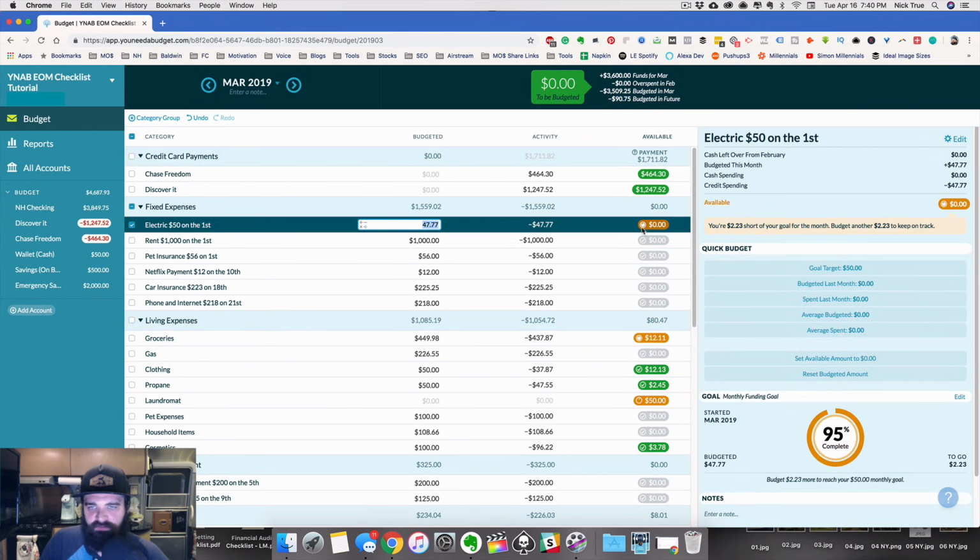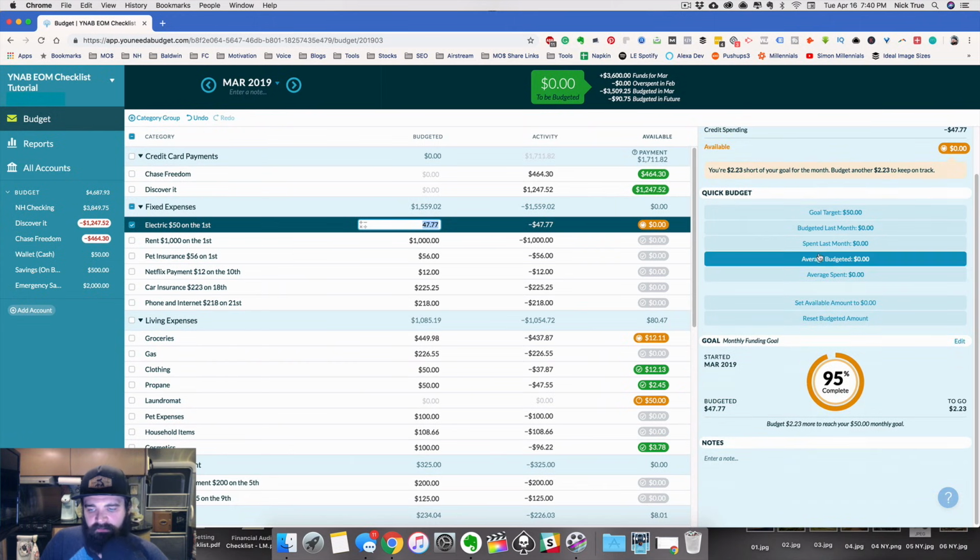So in this case, you can see that this orange has a little pie chart right here. And that means that we've set a goal for this category, but that we are slightly off. We have actually a $50 monthly goal for electric. And since we only budgeted $47.77, because that's all the bill was, YNAB is actually alerting us and saying, hey, you just might want to see this, but you're off by your goal.